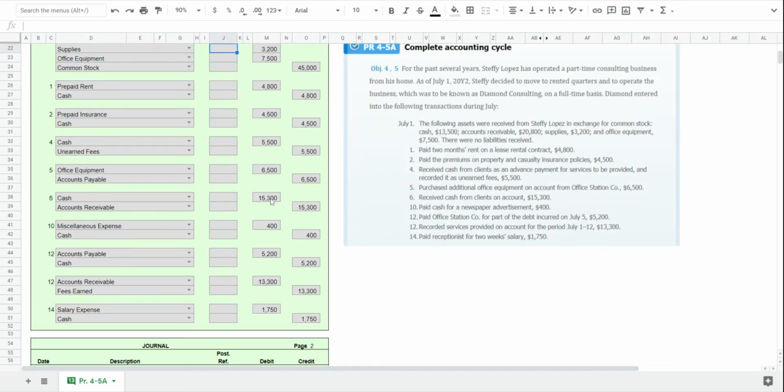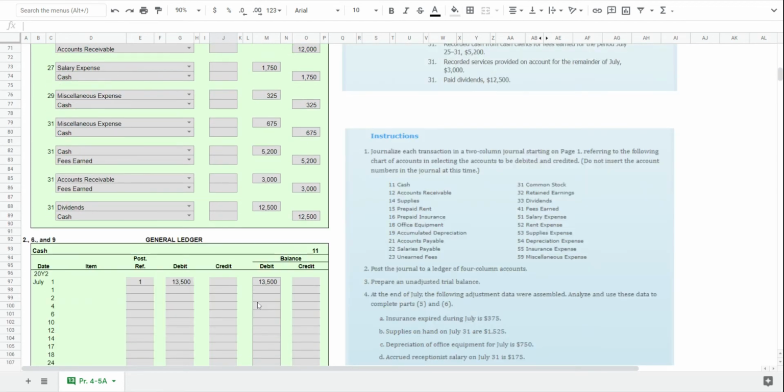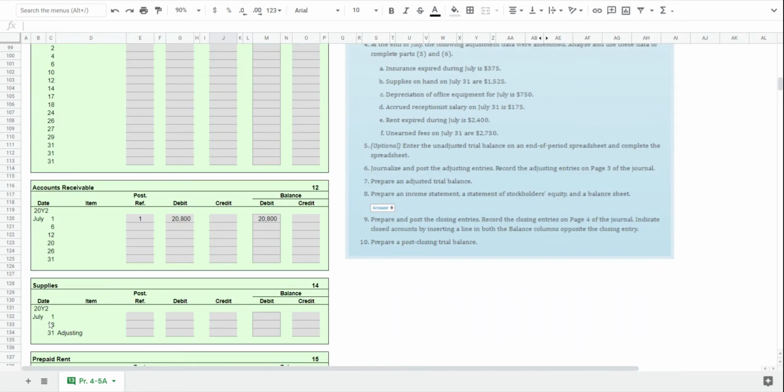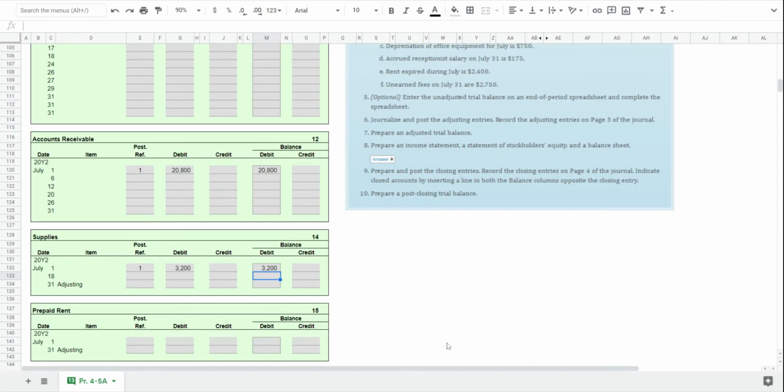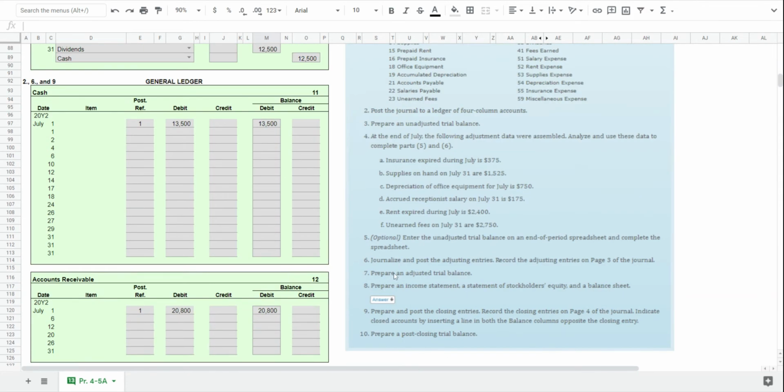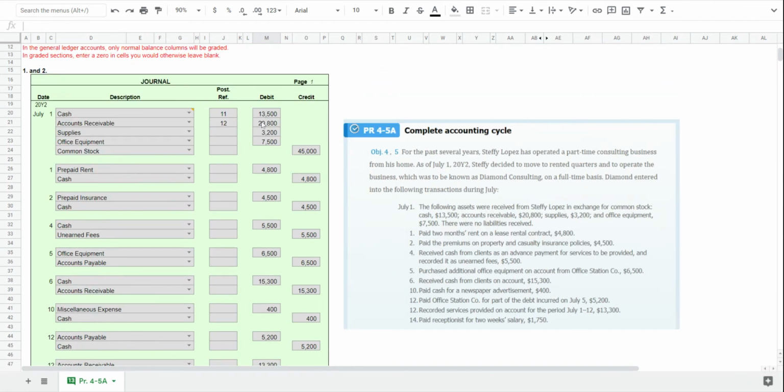Supplies, debit of $3,200. So we come down to the supplies account. We would have to enter the date there. This came from journal page 1, and it is a debit of $3,200. Come over here to update our balance. It had a zero balance. Now it has a $3,200 balance. Whoops, that was account number 14. So we come back here, put in account number 14, and move on.